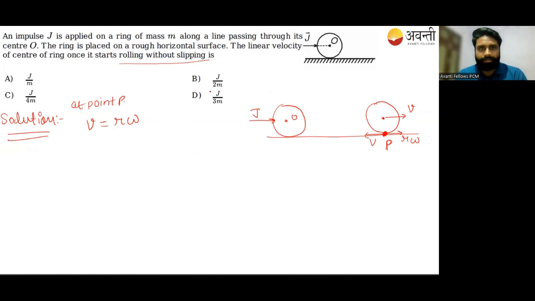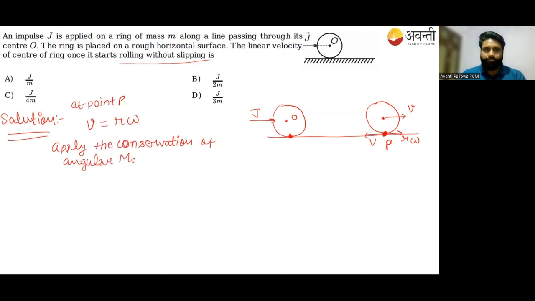Now, what do we have? This surface is frictionless. So what we can do is apply the conservation, because at this point P initially it has 0 velocity, and finally it also has 0 velocity. So we can apply the conservation of angular momentum here.